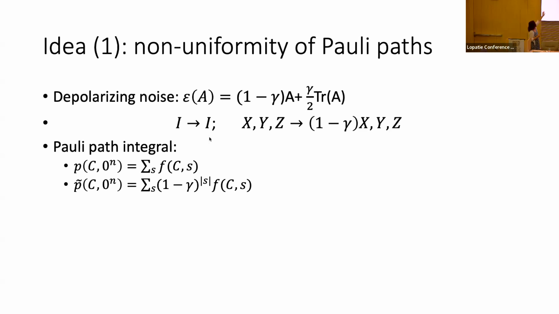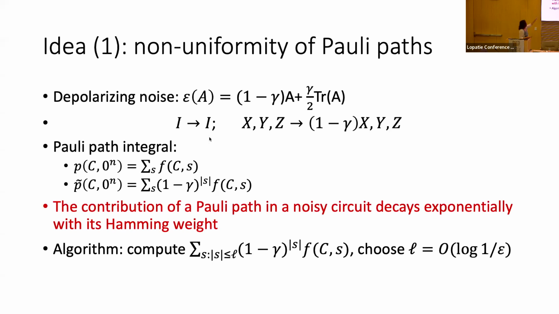Look at the depolarizing noise and apply epsilon, the depolarizing noise, on some operator. Well, it basically takes it to 1 minus gamma A plus some function of the trace of A. In the Pauli basis, all Paulis just go to 0. If you take the trace, they're traceless. So basically, all Paulis are multiplied by 1 minus gamma. And so in the Pauli basis, these Pauli coefficients are multiplied by a factor which depends on the number of non-identity Paulis in the Pauli path. Okay, so there's a decay, exponential decay.